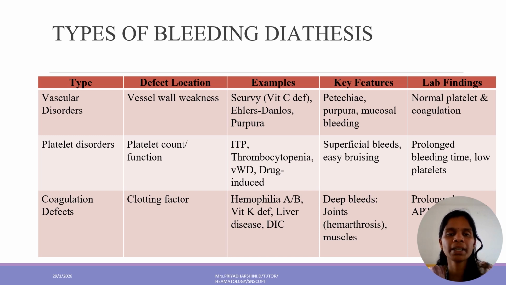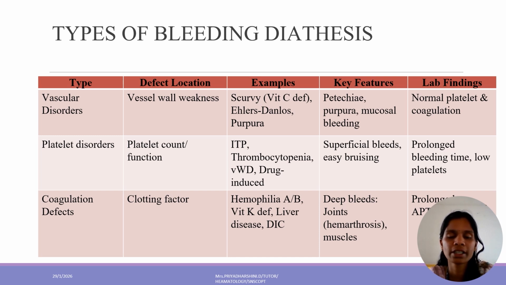Platelet disorder: it affects the platelet count and it decreases the platelet count and function. Examples for platelet disorder are thrombocytopenia, Von Willebrand disease, and drug-induced bleeding diathesis. Superficial bleeds and easy bruising are the clinical features of platelet disorder. Prolonged bleeding time and low platelet counts are the laboratory findings of platelet disorder.